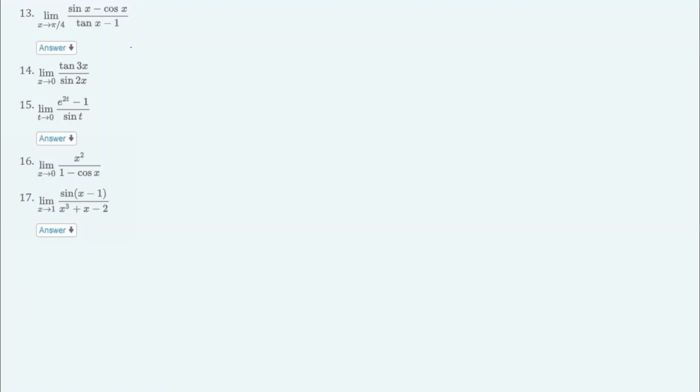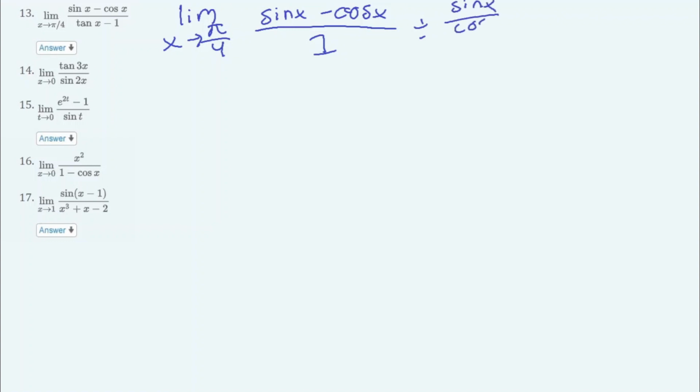All right, so let's take a look at a few questions here. So we have number 13. Number 13 is limit as x goes to pi over 4 of sine x minus cosine of x over tan x minus 1. So before we use the L'Hospital rule, we could simplify first. We have sine of x minus cosine of x on top. That could stay the same. On the bottom, we could write tan x as sine of x over cosine of x.